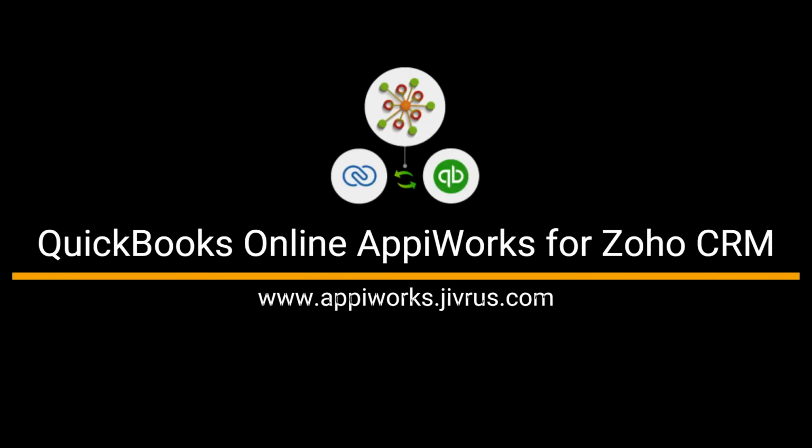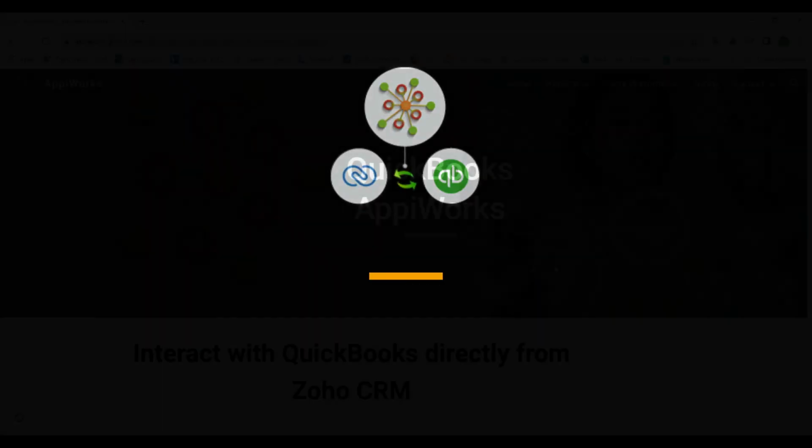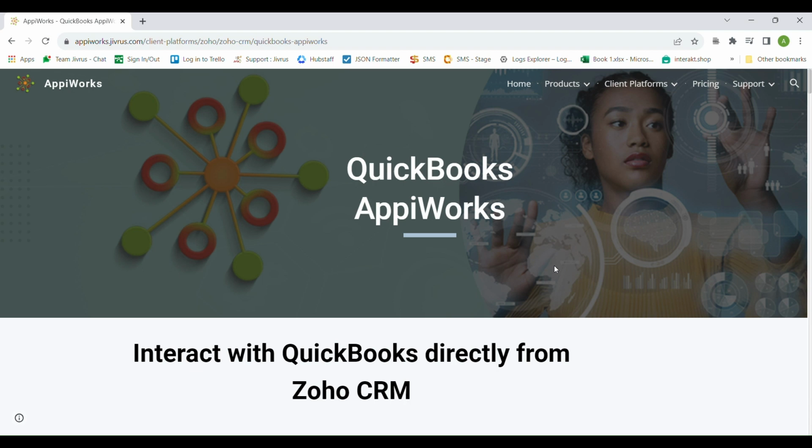Welcome to QuickBooks Online AppiWorks for Zoho CRM. QuickBooks Online AppiWorks for Zoho CRM is a Zoho CRM extension that integrates Zoho CRM and QuickBooks Online to automate your custom workflows like exporting data, importing data, and viewing data directly from Zoho CRM.